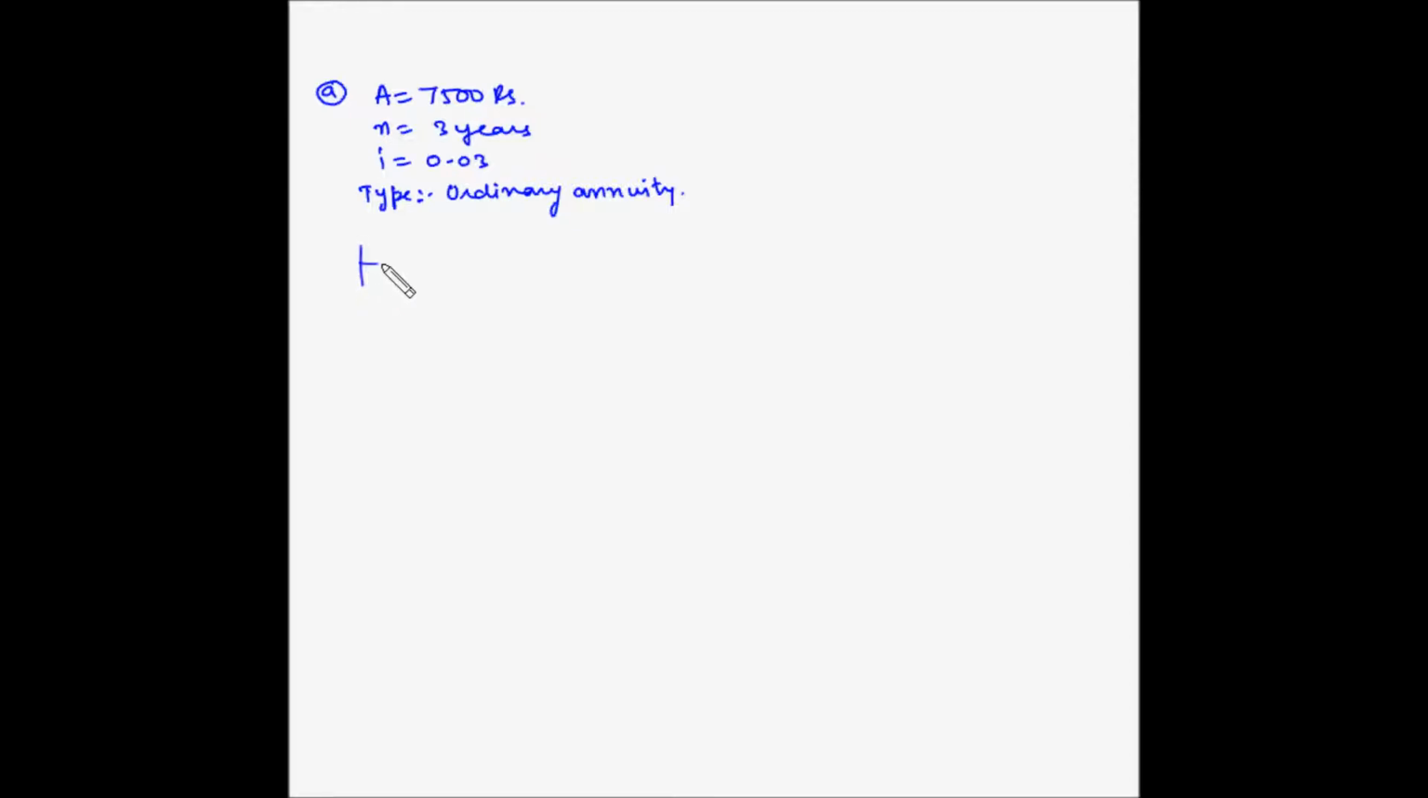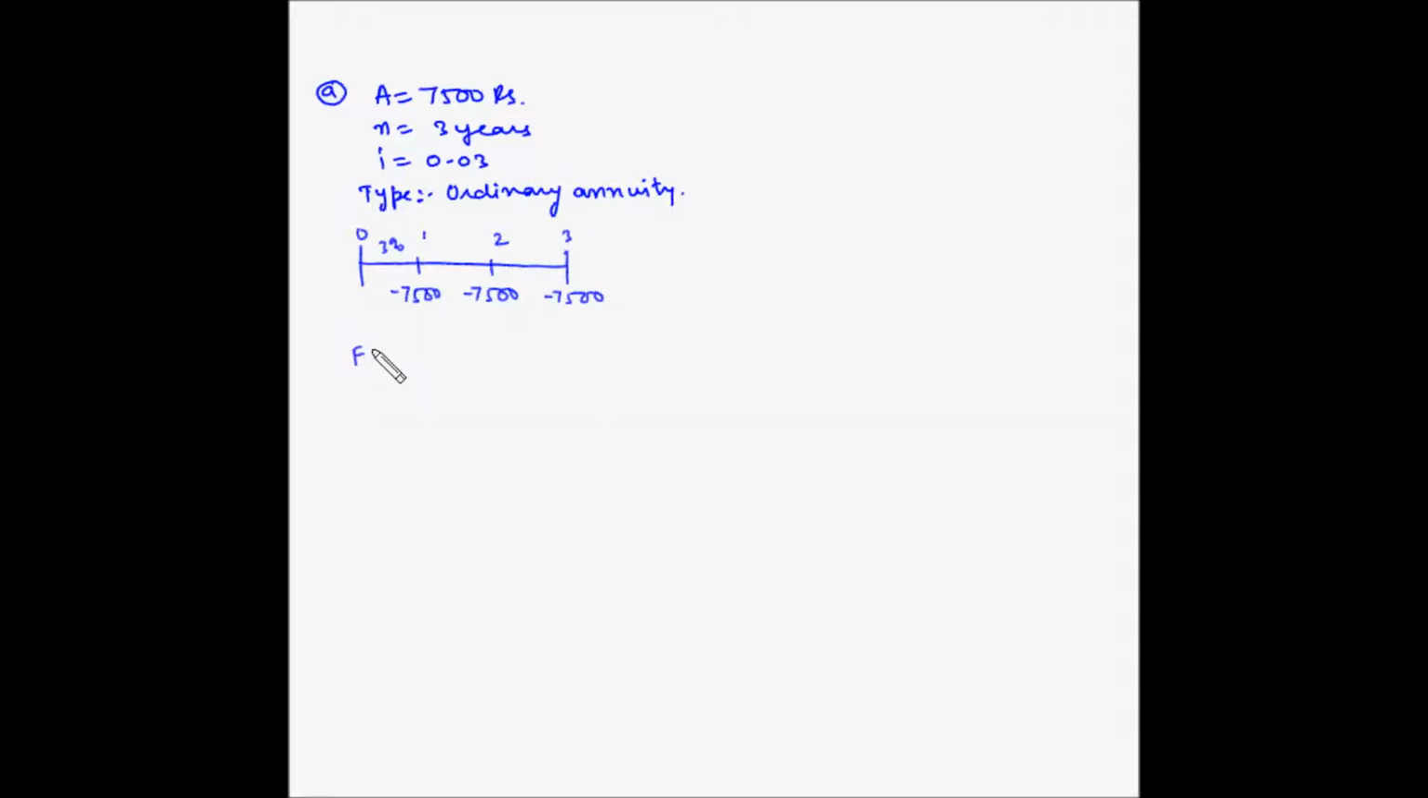So let's draw this example on time scale. This is 0, 1, 2, 3. Now the amount which is going out from your pocket is 7500 rupees at the end of each year. So at the end of first, second and third year we are shelling out 7500 rupees each. Rate of interest is 3%.